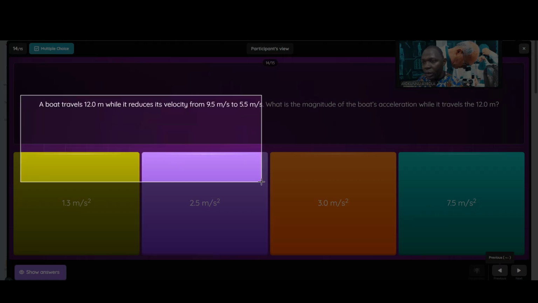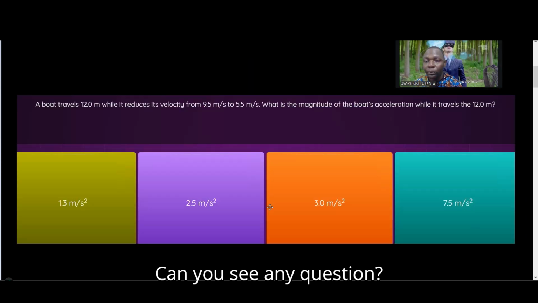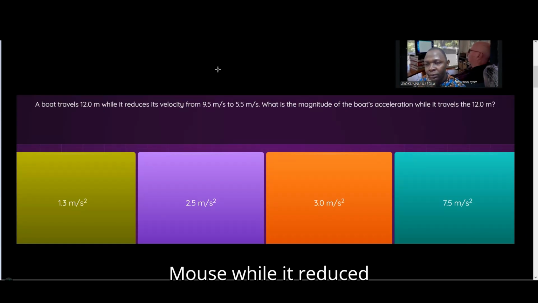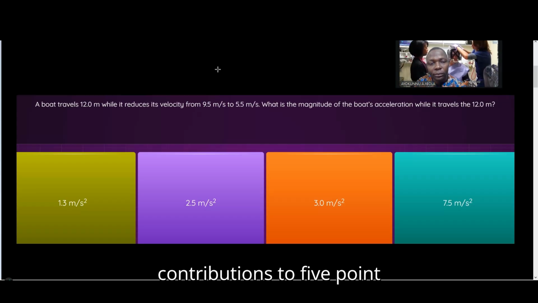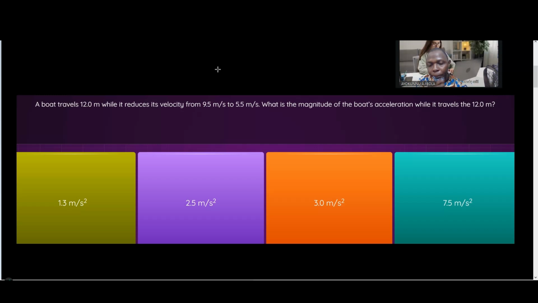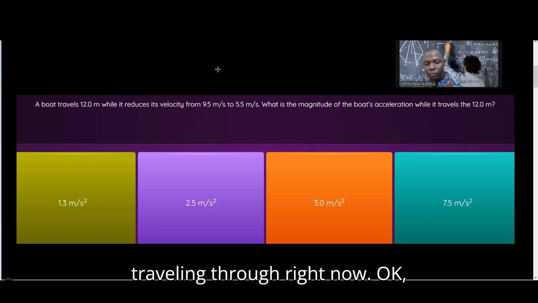So let's see. I'm taking it to the board now. Can you see the question? Yes, sir. Read it for me. Let me hear. The boat traveled 12.0 meters while it reduced its velocity from 9.5 meters per second to 5.5 meters per second. What is the magnitude of the boat's acceleration while traveling the 12 meters?